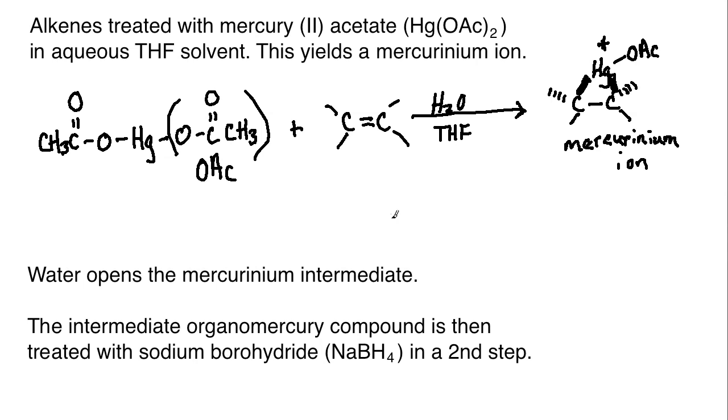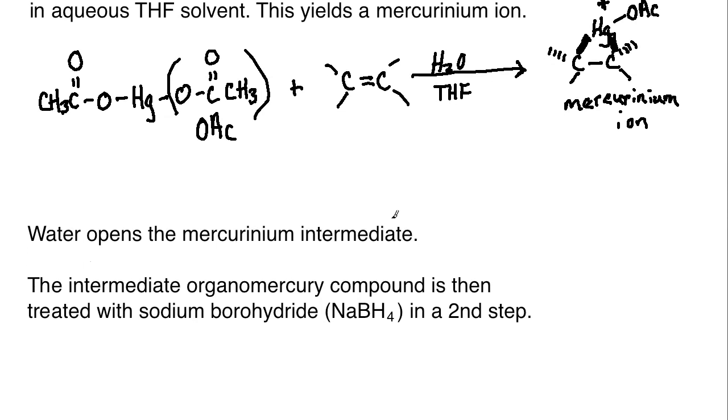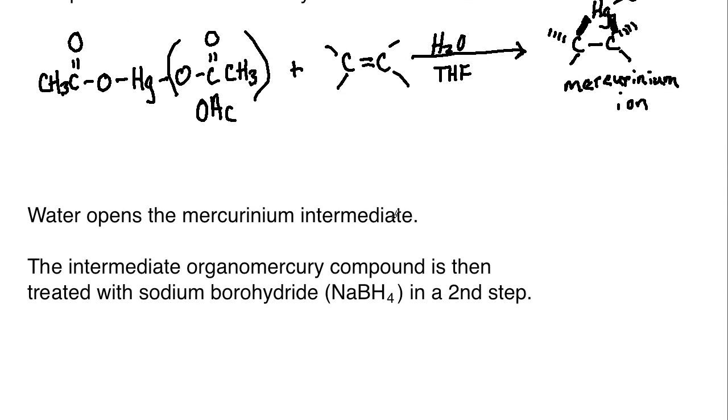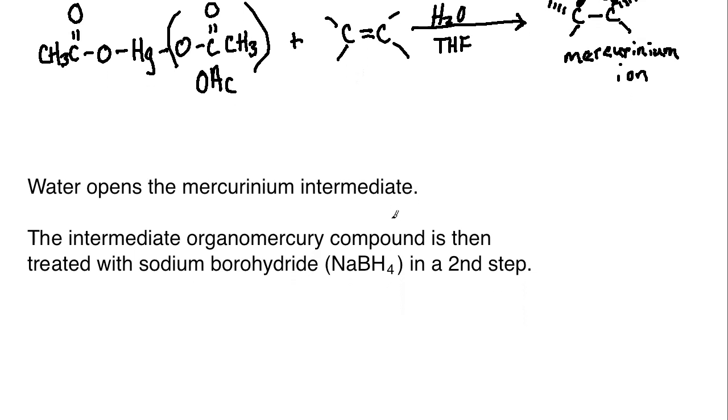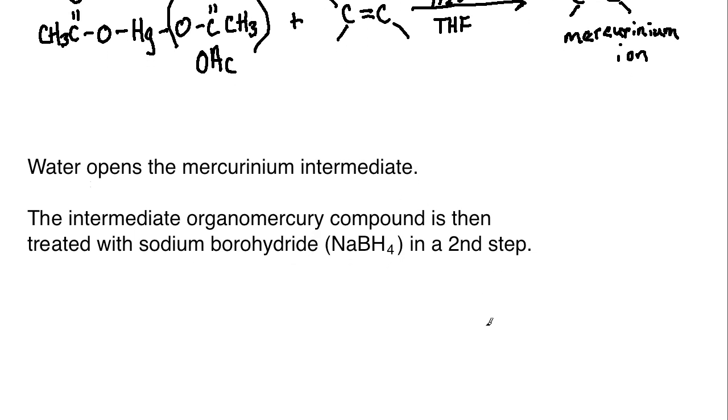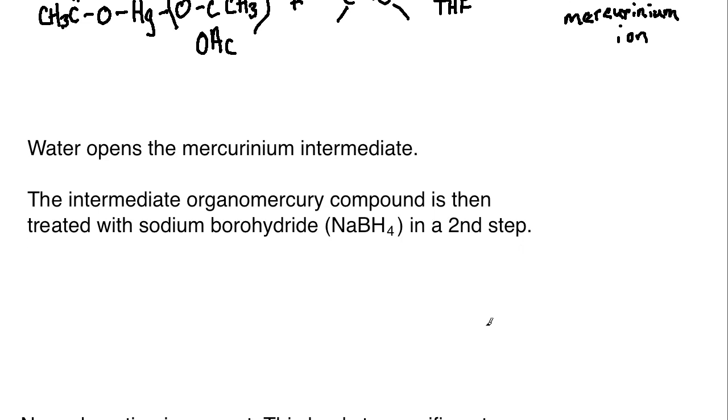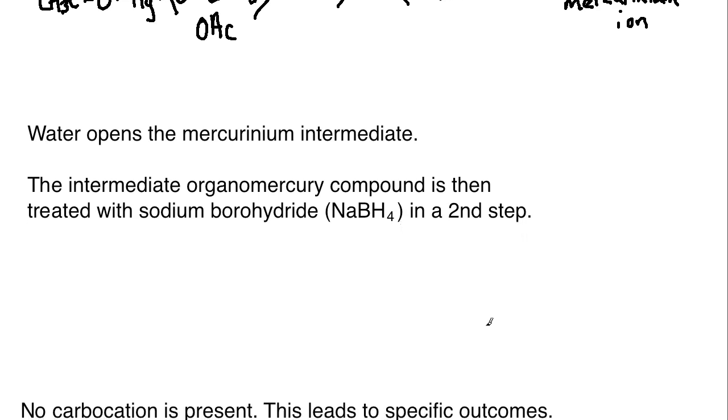So water will open the mercurinium intermediate up, and it will essentially add an H2O group onto one of the two carbons, and then the other carbon will have a remaining mercury with an acetate group on it. Okay, so the intermediate that results from that is then going to be an organomercury compound, and that will be treated with a secondary step. So it's a separate step that comes after with sodium borohydride, which is a reducing agent. The NaBH4 is in the second step.